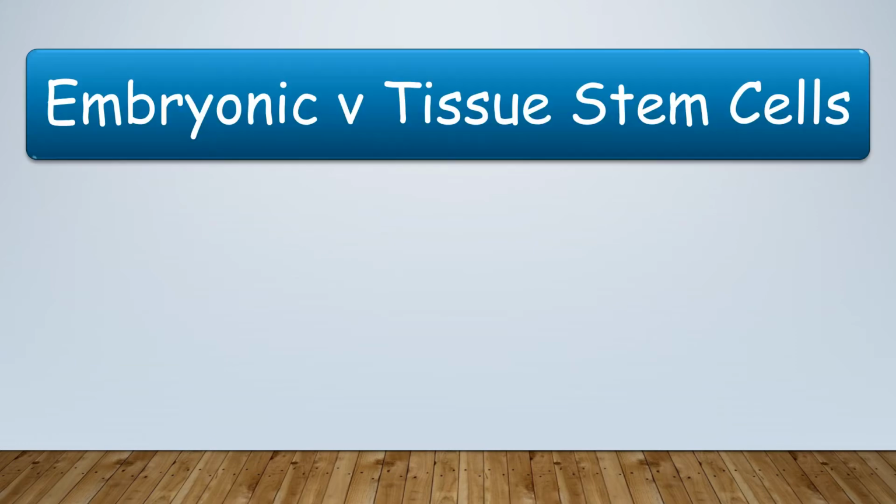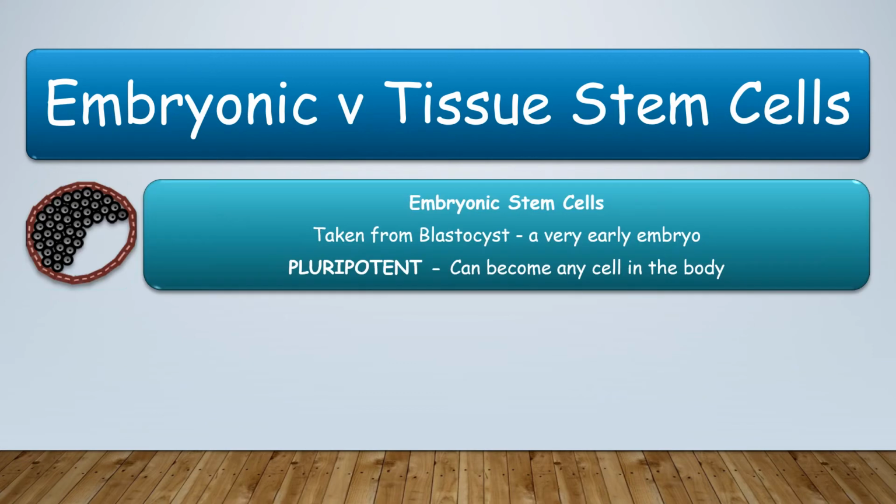So as we learned in National 5, we have 2 types of stem cells, embryonic and tissue stem cells. The first being embryonic, which are taken from the blastocyst that I mentioned earlier, a very early embryo, around about 15 days. And those cells are termed pluripotent. They can become any cell in the body, so they're completely unspecialised at this stage. No tissues, no form of a fetus, as you can see from this diagram.